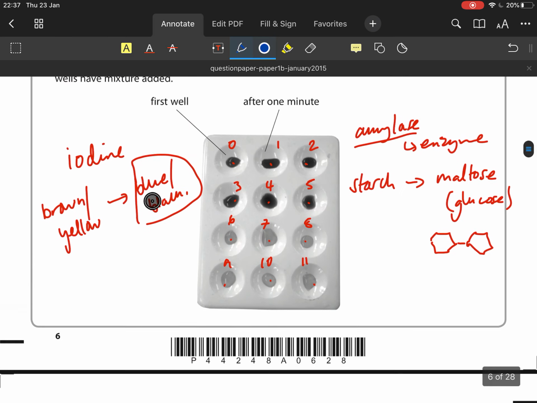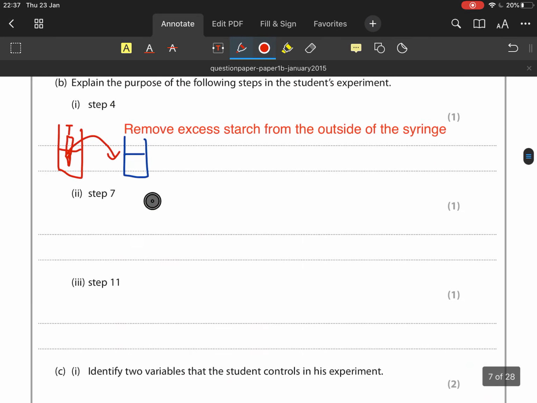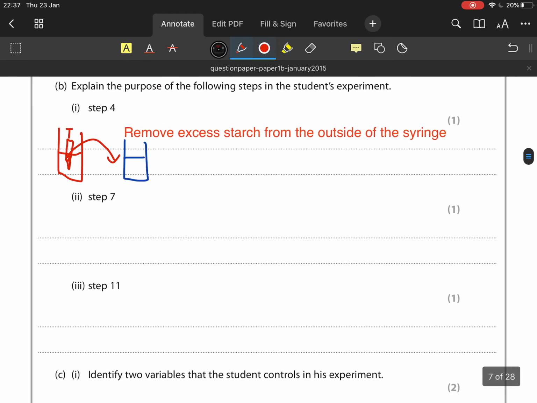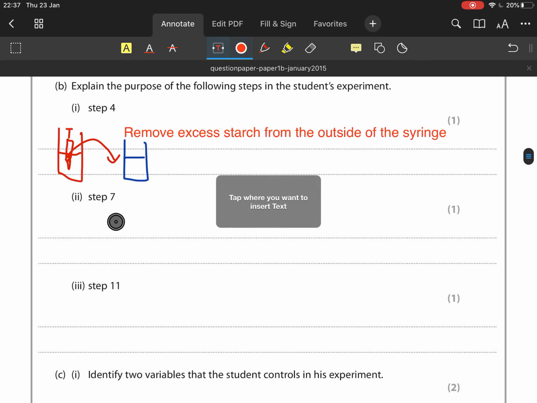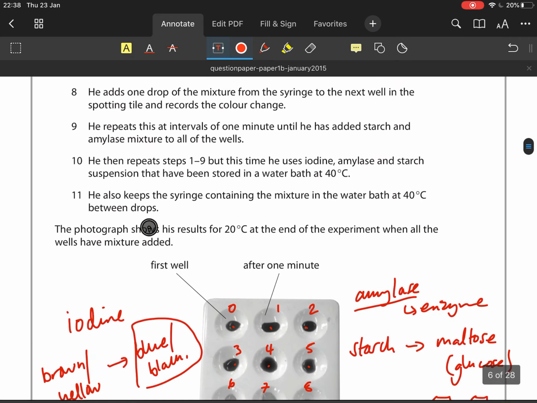Step 7. So step 7, he rocks the syringe containing the mixture gently backwards and forwards. Again, pretty straightforward. What's happening here is you need to ensure mixing of starch and amylase. You want to make sure they're fully mixed together so that the amylase has a proper opportunity to break down the starch.